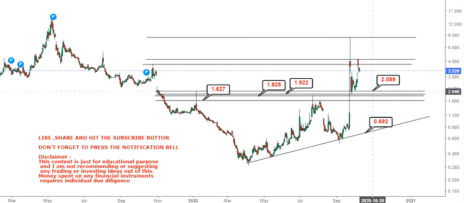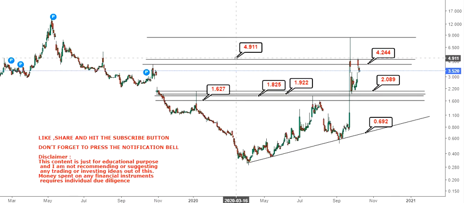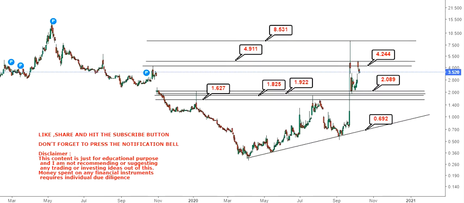Keeping all this in mind, I have already explained the support levels. On the upside, you have your first target or resistance at 4.2, and then your next resistance or target at 4.9. In case the stock moves above and stays above 4.9 or $5, you could probably see the previous high of 8 or 8.5. This is the level you need to understand and act accordingly.